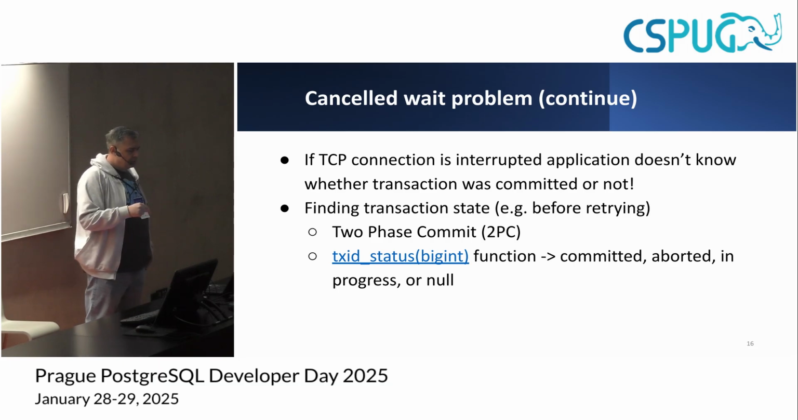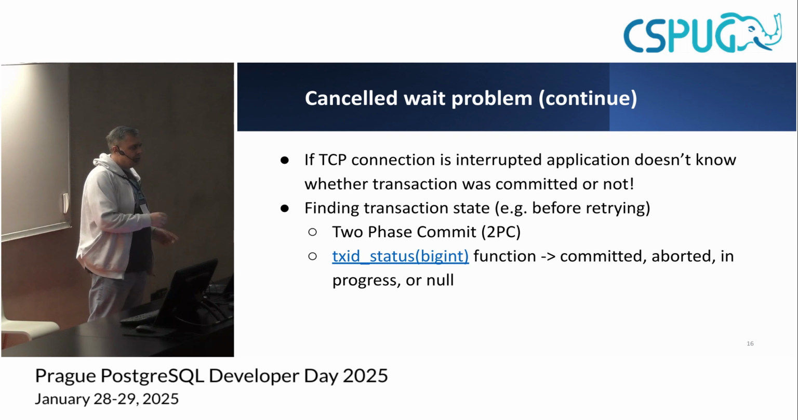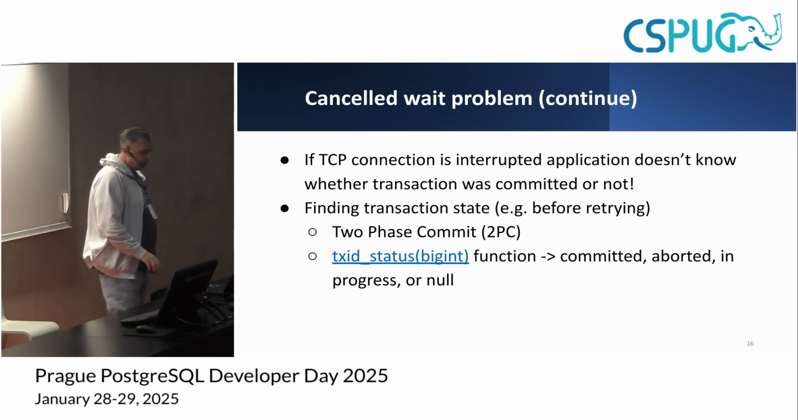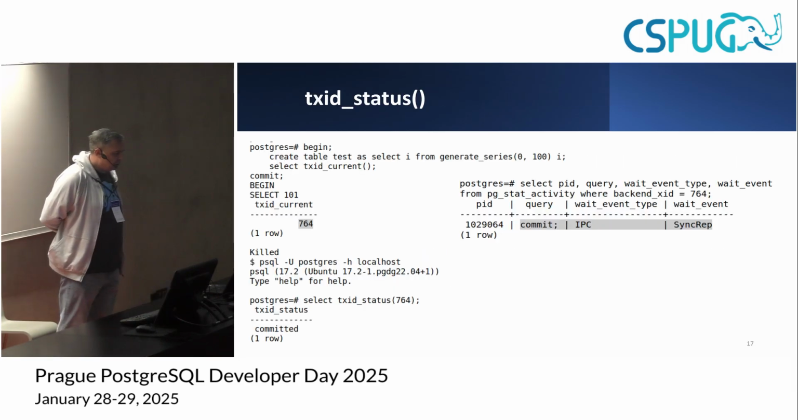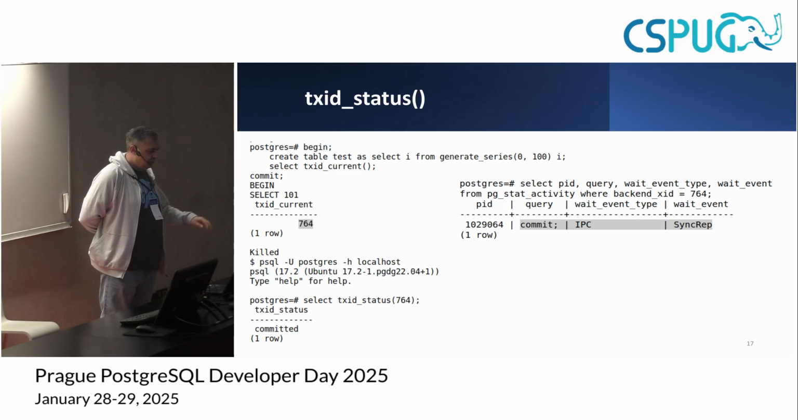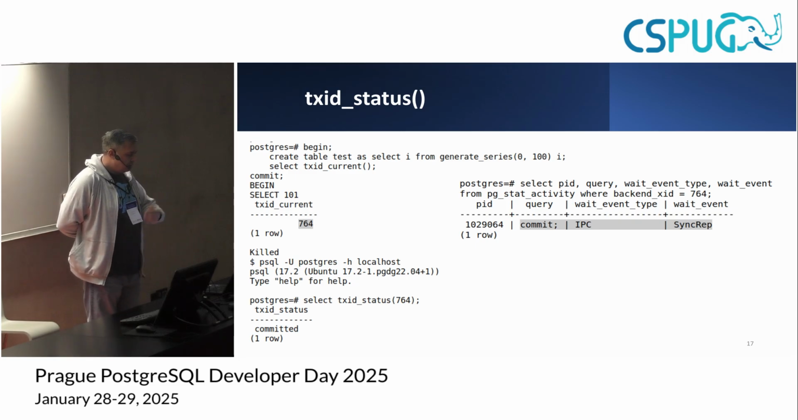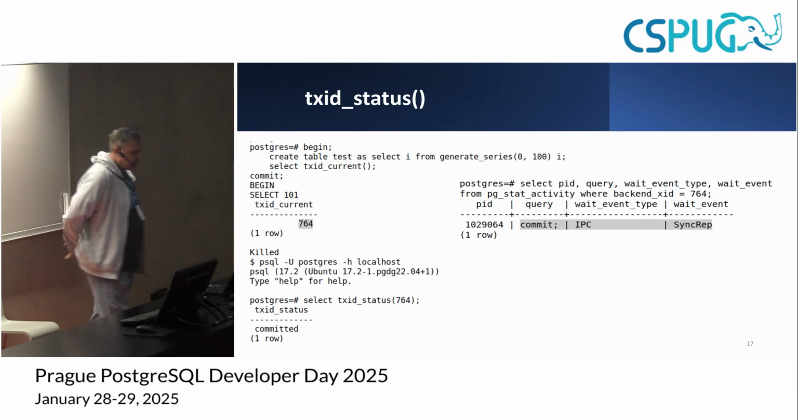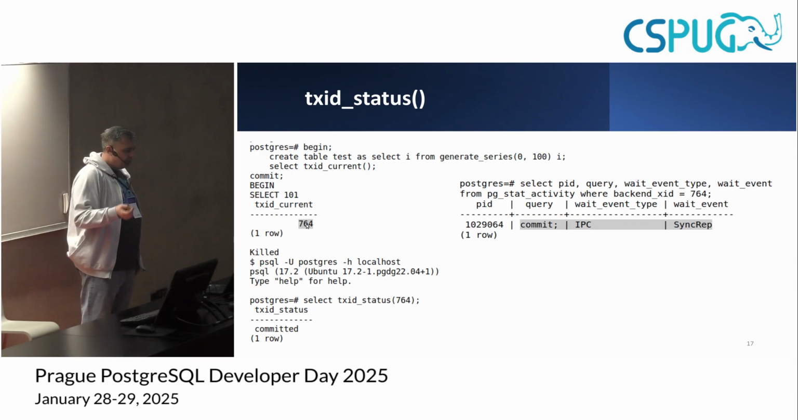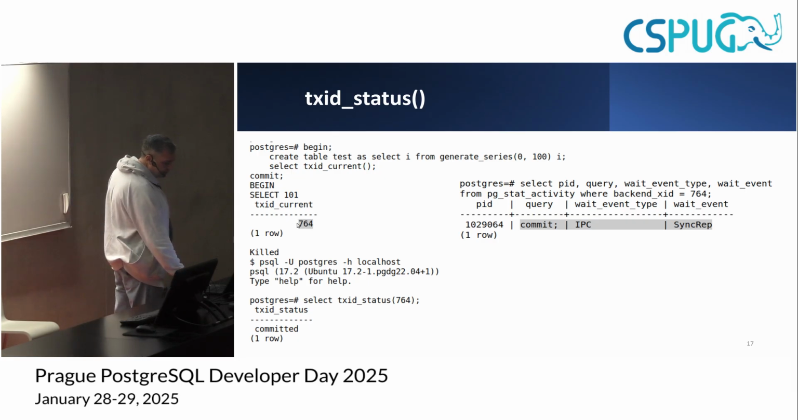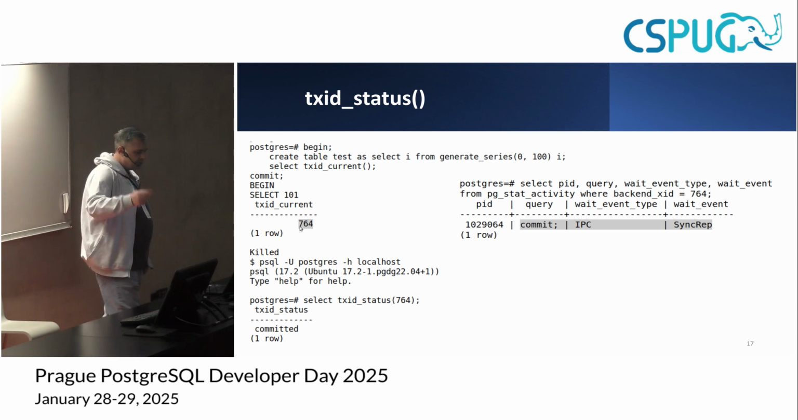What's important to know about this function is that it works only for recent transactions. If the transaction was a long time ago, this function will return null. So how does it work? We start a transaction, we do some data changes in the transaction, and before committing, we select the current transaction ID. In this example, we created a table again, and this is the transaction ID which was obtained before commit was hit. And it's number 764.